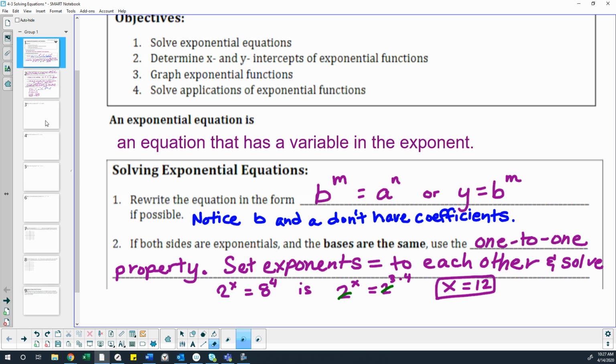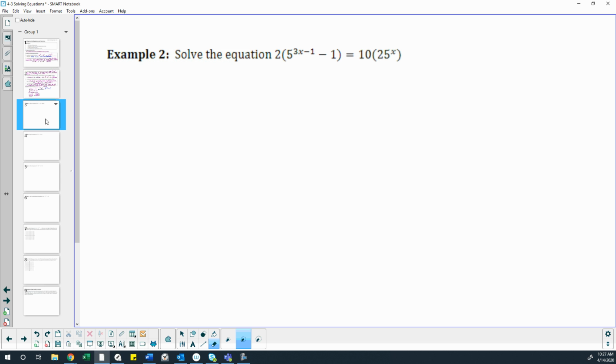So let's go to example 2. Notice how both of these sides have coefficients, and we don't want them there. We could divide both sides by 2, but then we'll still have a coefficient of 5. Or we could divide both sides by 10, and then we'll have a coefficient of 1/5. I'm going to show you how the coefficient of 5 is actually going to work, just because our base is 5. So we're going to be able to combine that together. So dividing everything by 2 is going to work much better than dividing everything by 10.